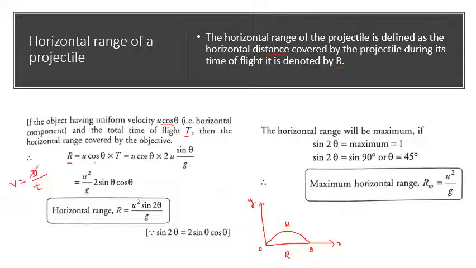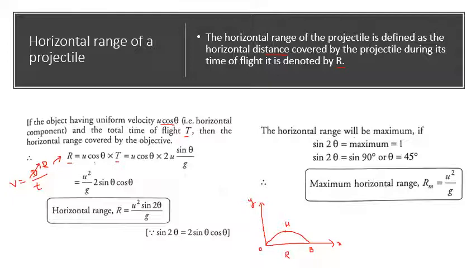So what is the distance here? Horizontal range of a projectile, that is capital R. Okay, so by using this simple relationship, we write this equation as capital R equal to u cos theta into T. Substitute your values, substitute the value of T from the previous slide. So T equal to 2u sine theta by g, isn't it? So what will you get?